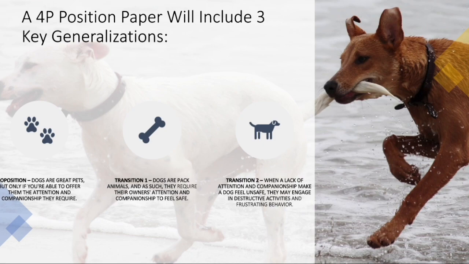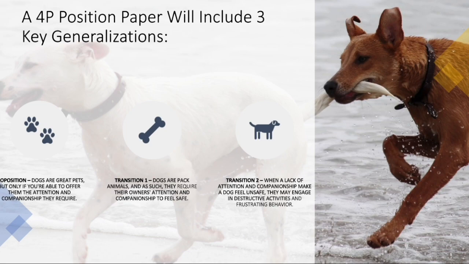And all of those sentences have to connect. If those sentences are connected by common language, then your reader will understand how each individual paragraph of the paper explores, explains, or defends your proposition. So my proposition here, dogs are great pets, but only if you're able to offer them the attention and companionship they require. So in my first transition here, I want to talk about why dogs need certain kinds of attention and companionship. So I said dogs are pack animals, and as such, they require their owner's attention and companionship in order to feel safe.